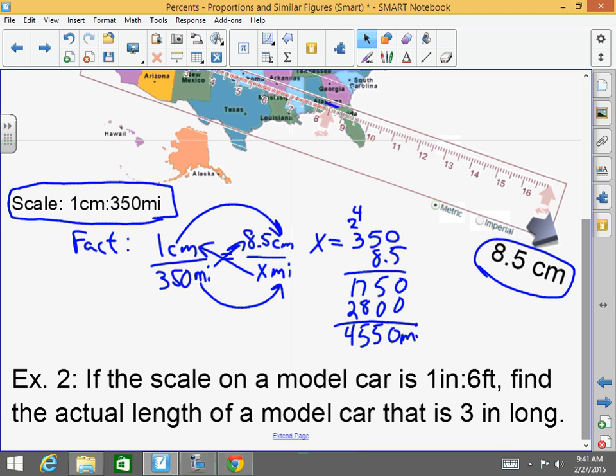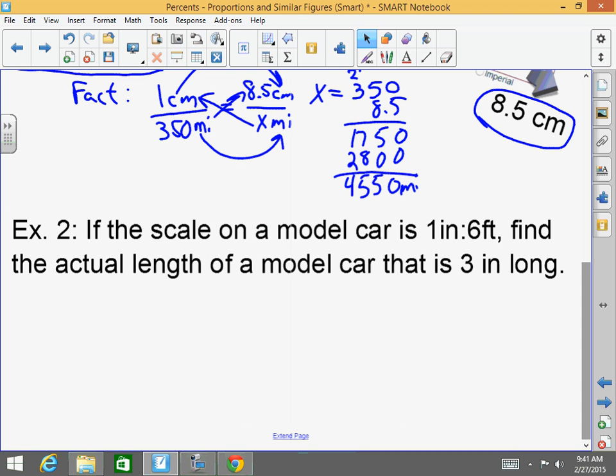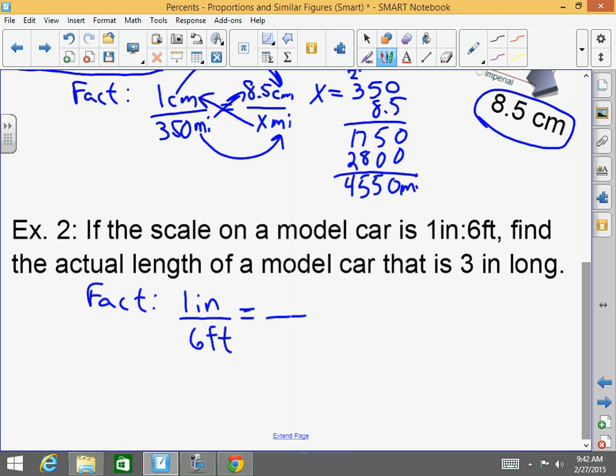Let's take another example. If the scale model of a car is 1 inch to 6 feet, find the actual length of a model car that is 3 inches long. What is my fact here? The fact is that this model has a scale of 1 inch to 6 feet. How can I set up my next ratio? Very good. Inches to inches, feet to feet.